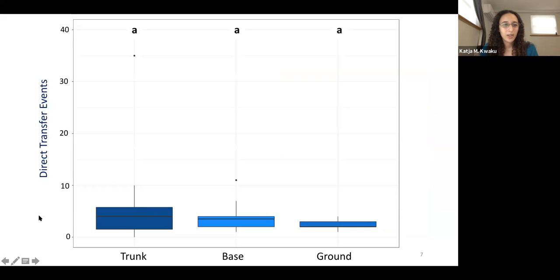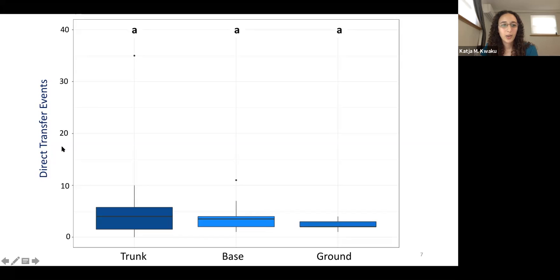So continuing with our results, this graph shows the number of direct transfer events over the 20 minutes for our 3 trail sections: the trunk, the base, and the ground. And this graph shows that the trail section actually did not have any significant effect on the direct transfer frequency. The median was around 4 transfer events for all 3 sections, although we had some outliers, like this really overachieving colony that transferred 35 times on the trunk in 20 minutes. So that was a fun observation period.